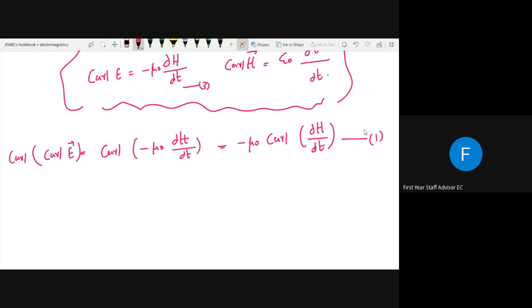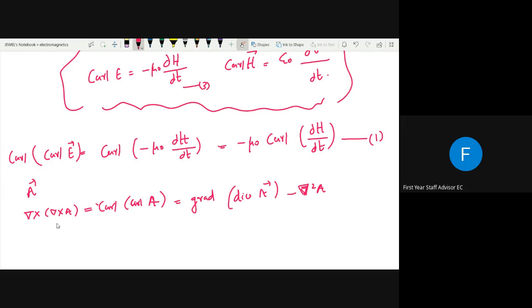Now in vector calculus, from the fundamentals of vector calculus, we know that for a vector A, the curl of curl of a vector, that means taking a double curl on a vector, can also be defined as the gradient of the divergence of the same vector minus del square of A, where del square is the Laplacian operator.